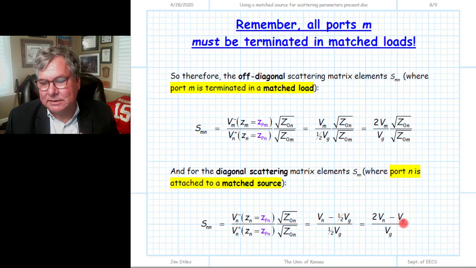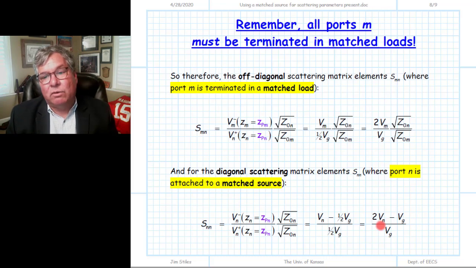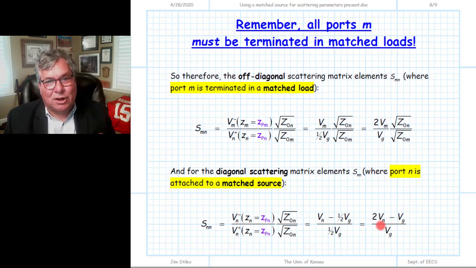Now, you look at this and it seems like the VGs are not going to cancel out, but they will, because the total voltage that we got at port N will be a function of that VG. Ultimately, that's the source that's causing the excitation. So all of our port voltages will be in terms of VG, and when you do the analysis, VG will cancel out and disappear, as it must.